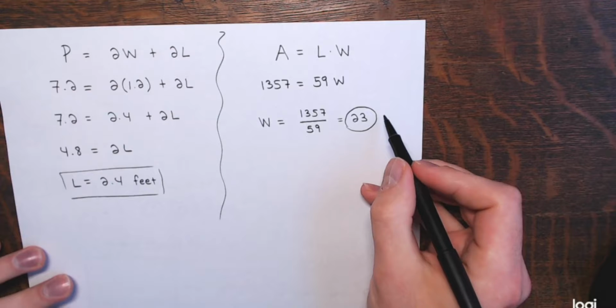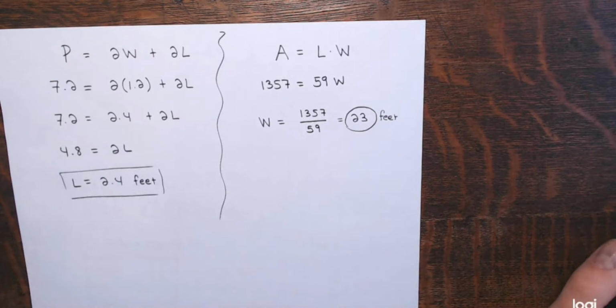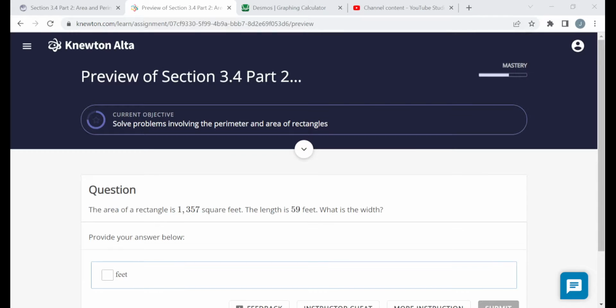And this is in feet again, right? The width is in feet. Only area is in square feet, right? Square units. So yeah, so width is 23 feet. Simple enough, right? Again, very easy.